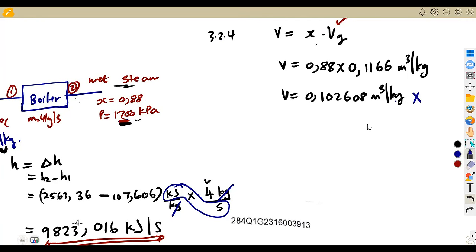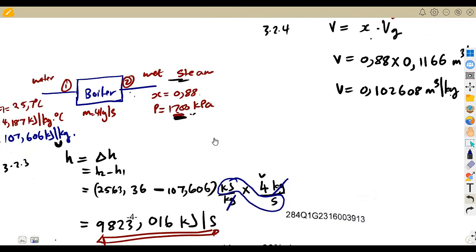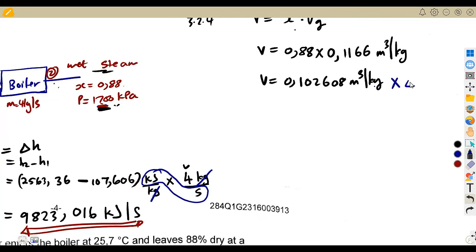The moment we multiply by our mass, and what is our mass here? 4 kilograms per second. The moment we multiply by 4 kilograms per second, this whole part is going to be left in cubic meters per second. So take note about this. That was going to give us 0.4104 and so on.